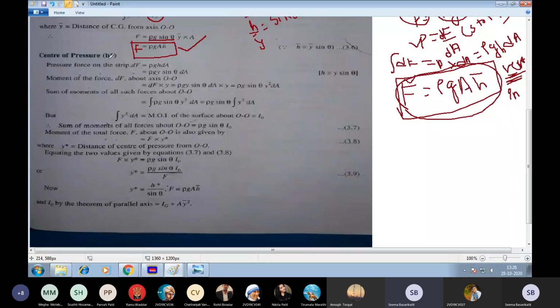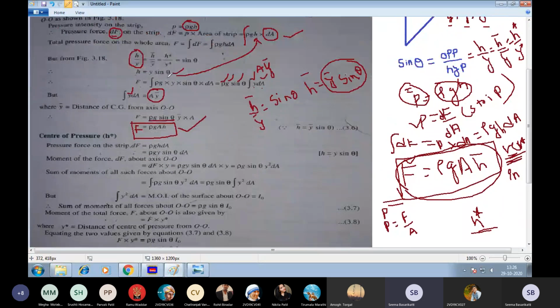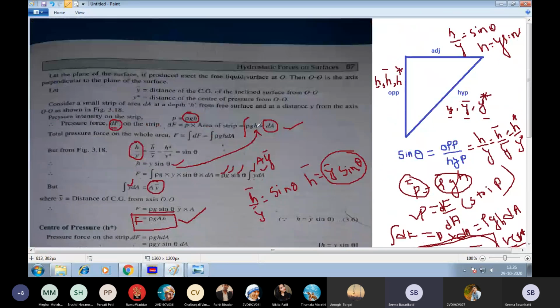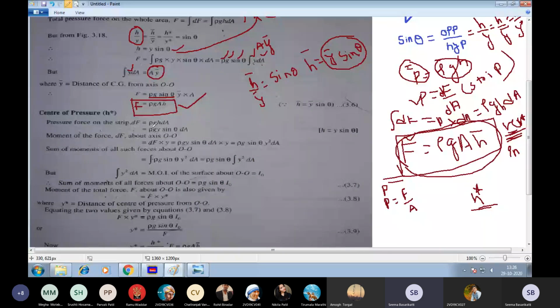Okay, now let us discuss h star. In the case of h star, I need to identify the position of F. Once you get to know what h star is, then you will come to know the position of F. Now the pressure force on a strip. There are two equations: one is pressure intensity and the other is pressure force. Since I am concentrating only on a strip, I am going to consider dF. From the previous equation, dF can be written as rho g h into dA.